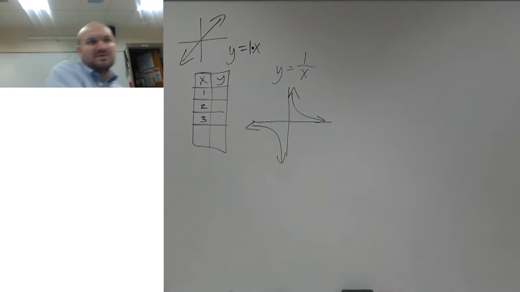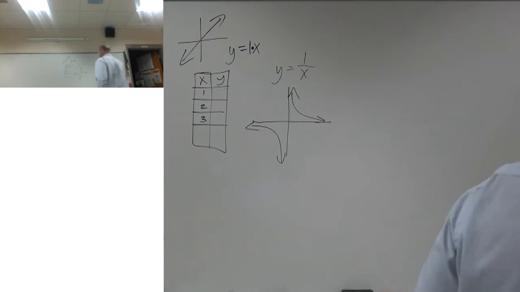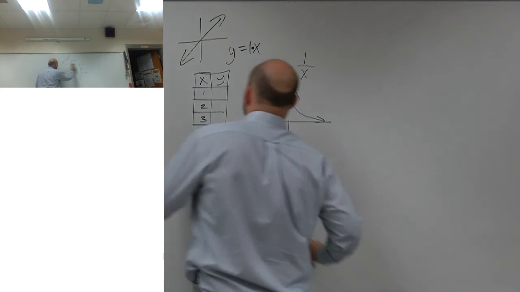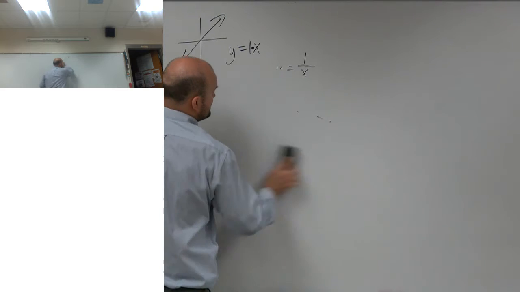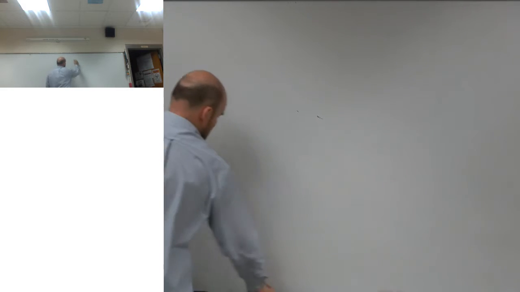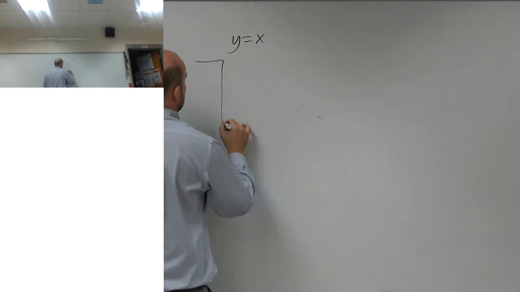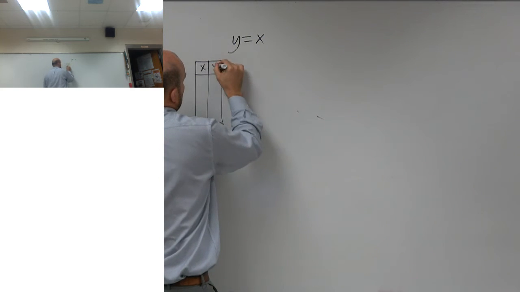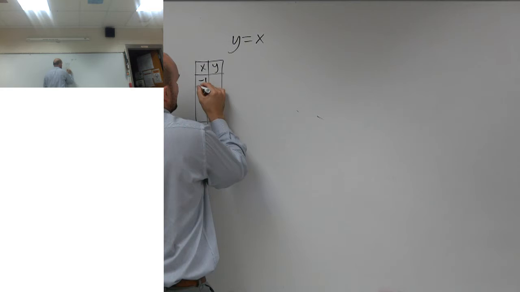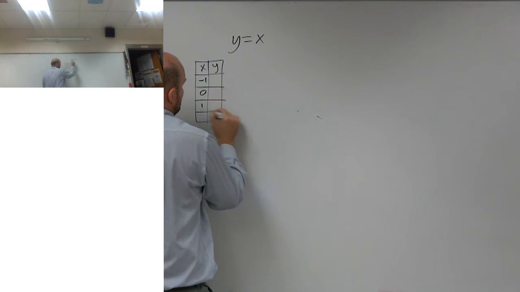I'm going to get to the equation as far as 3/4 x. So if we know that y equals 1 over x, and we know y equals x, if we're going to create a table, x, y, let's just do -1, 0, 1, and 2.